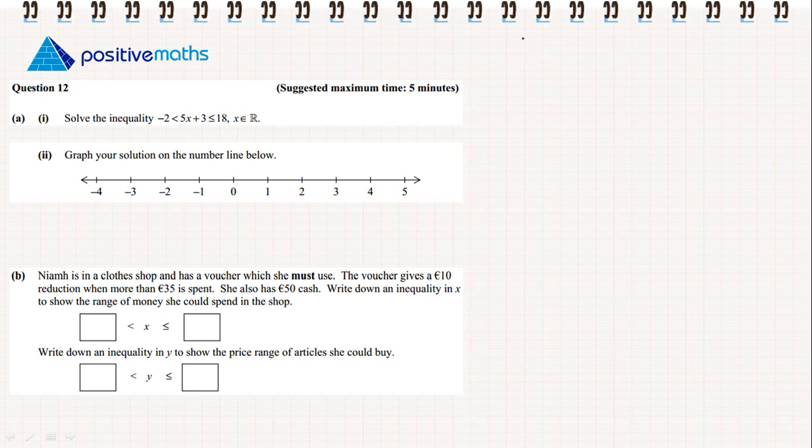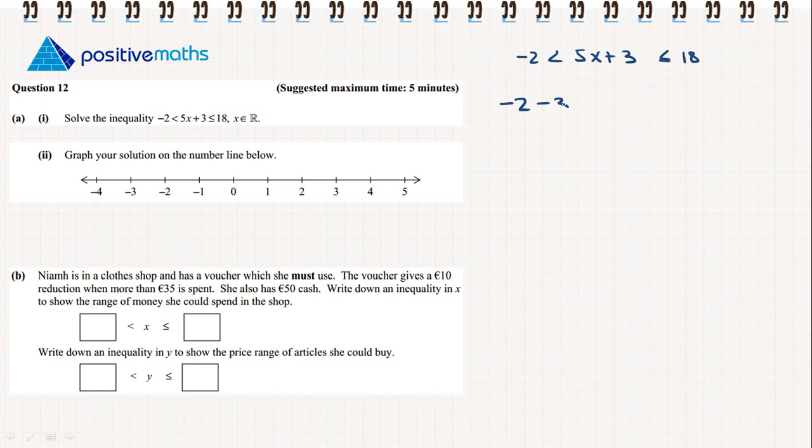So there's two different ways we can do this. The first way is to do it all at once. We know that we're aiming to have x in between the two inequality signs with numbers at either side. So the first step, we're going to subtract 3 from each different part.